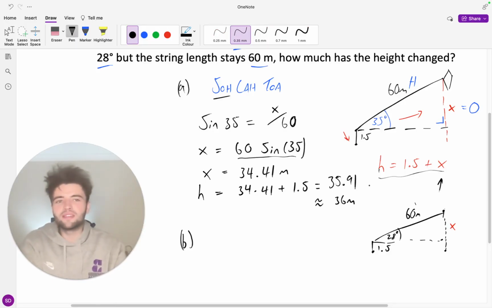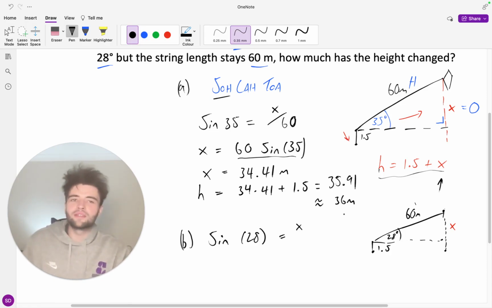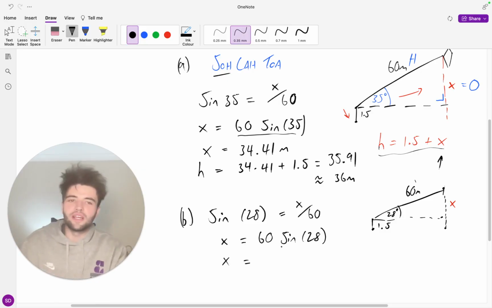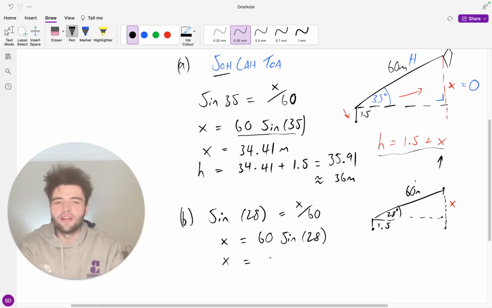The good thing about this is that we're using the exact same trig ratio. So we can simply plug in sine of 28 is equal to x, which is our new height in our triangle. We're going to be adding on that 1.5 at the end once again. So sine 28 is going to be x over 60. And so we can do it the exact same way as last time, with the 28 degrees instead of the 35 degrees. We're going to get that x is equal to 60 times sine 28. Once again, just repeating the exact same process for a new angle, our answer here is going to be 28.17 meters.